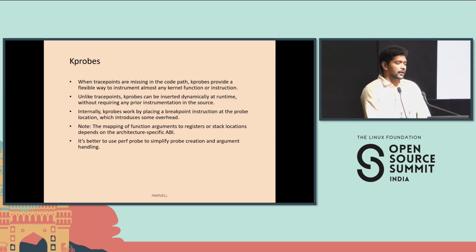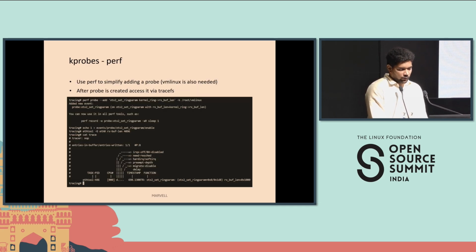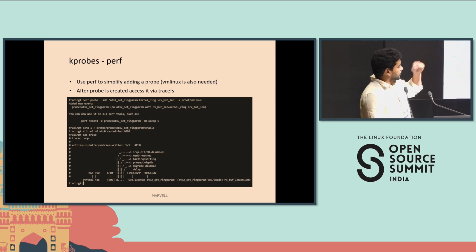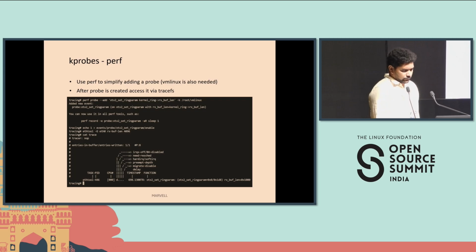So we can use perf to handle that while giving arguments to tracefs files, right? For this kprobe, we have to give what register the parameter will be in and all. So that's why we can use perf to simplify it. Simply do a perf probe add. I added a kprobe to the set ring param kernel function. And if you see, kernel ring is the structure input parameter for that function and it is dereferenced. I can dereference and check the member values also.